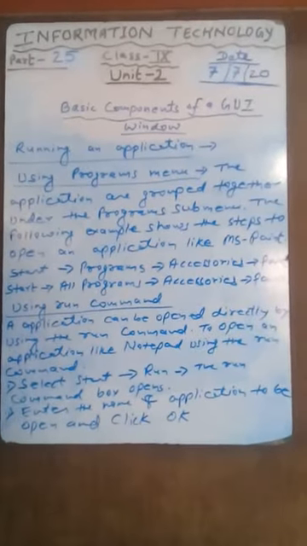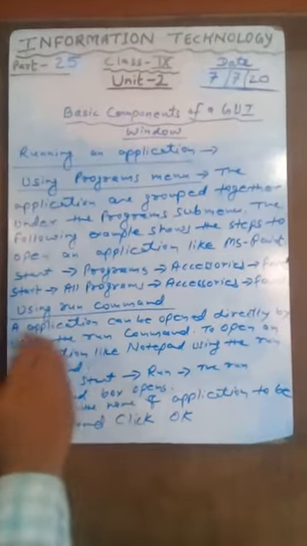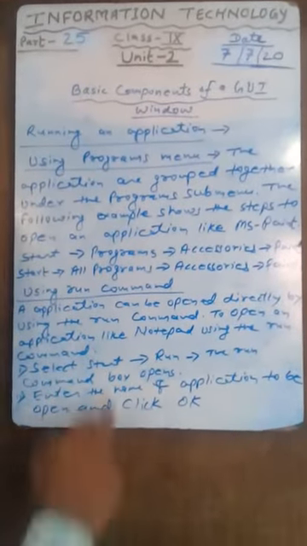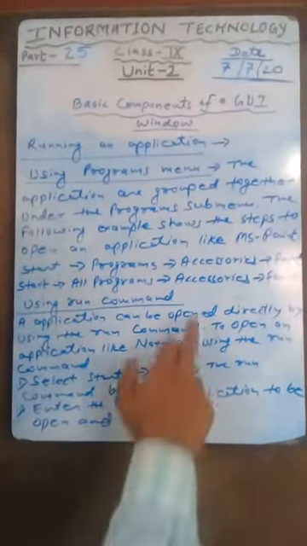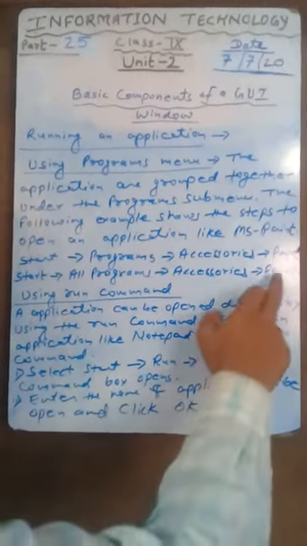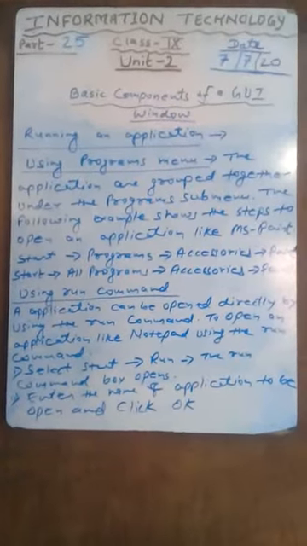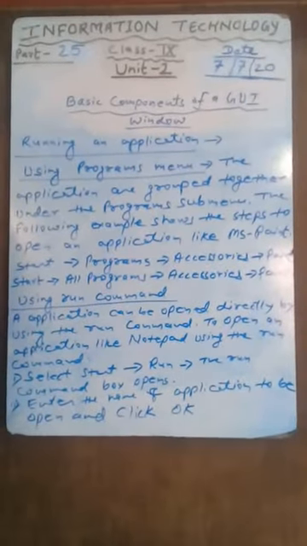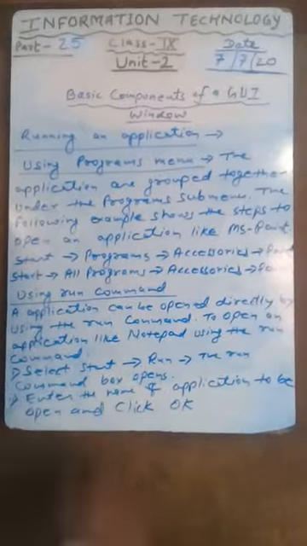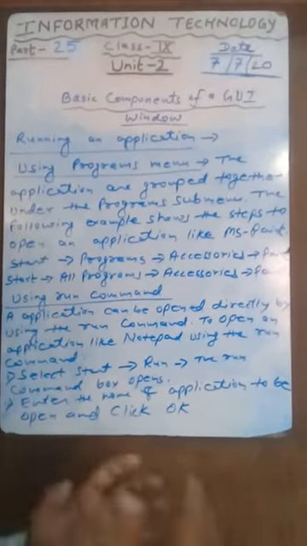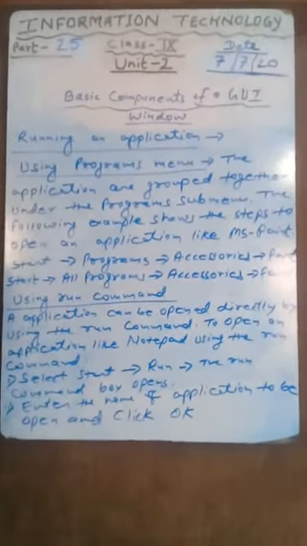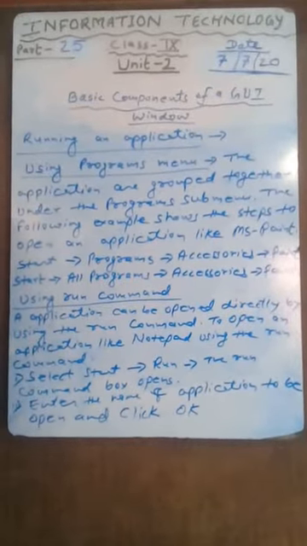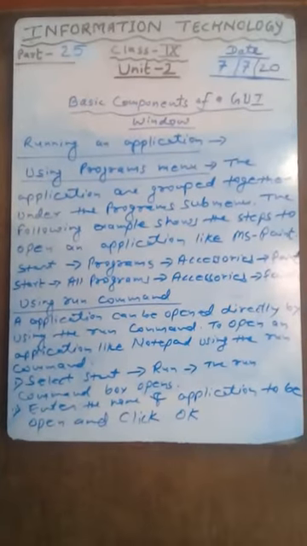And in the next method, we can click Start, All Programs, Accessories, Paint, and now our program MS Paint will be opened. Using the Programs menu, we can open different types of programs, like Notepad, MS Paint, and other programs.